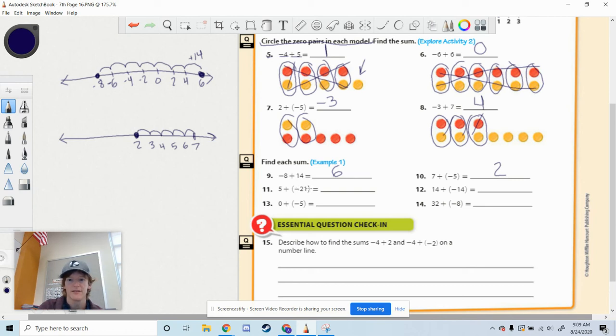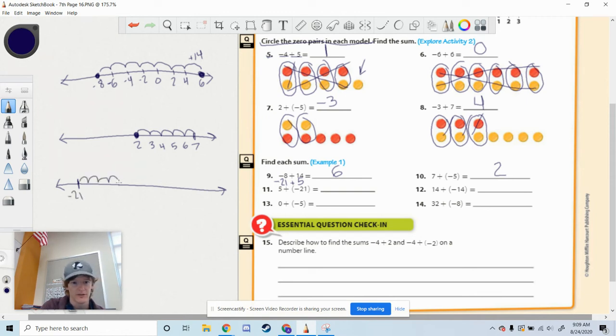5 plus negative 21. Starting point could be at 5. We could start here at 5, but I don't want to count 21 times. So I'm going to rewrite this as negative 21 plus 5. I think it'll be a little bit less work if I only have to count 5. So negative 21, we're going to go up 5.